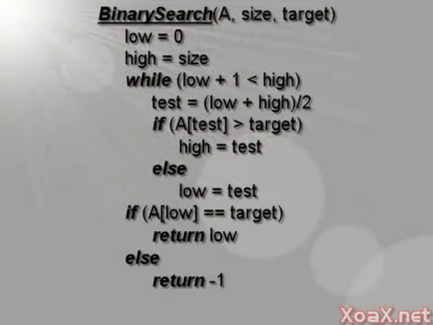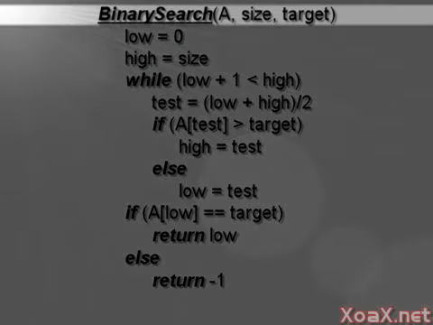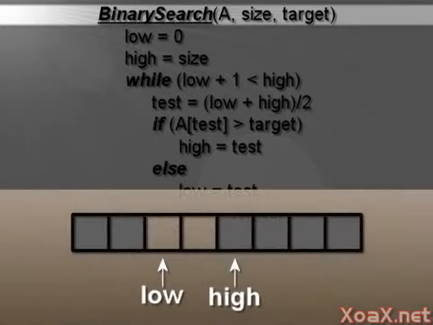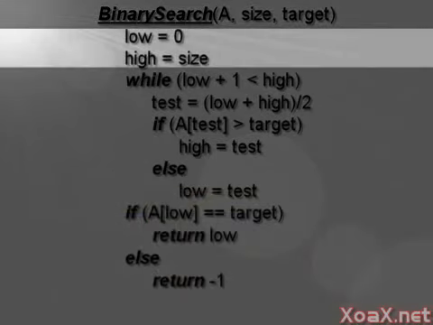Here's the pseudocode for the binary search function. Like the linear search, the function takes an array, its size, and the target as parameters. For the algorithm, we keep a low and high index which bound the set of viable entries, with low being the least viable index and high being the index of the first entry that is not viable. Initially, we set low and high to 0 and the size of the array respectively.